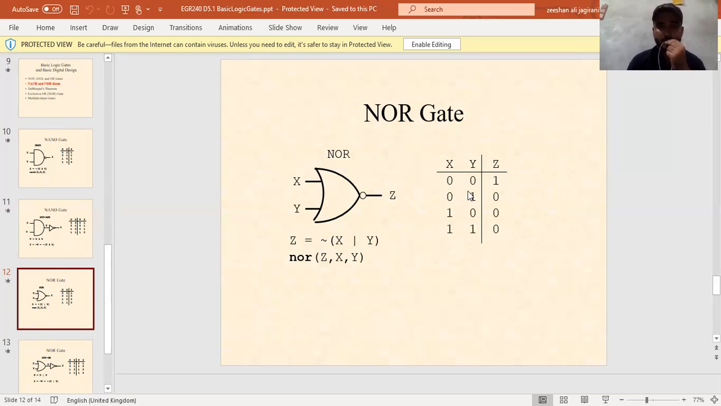Now here X is 0, Y is also 0, and the summation will be 0, but here the NOT gate is also used, which inverts the value into output 1. Now here all will be the same method.